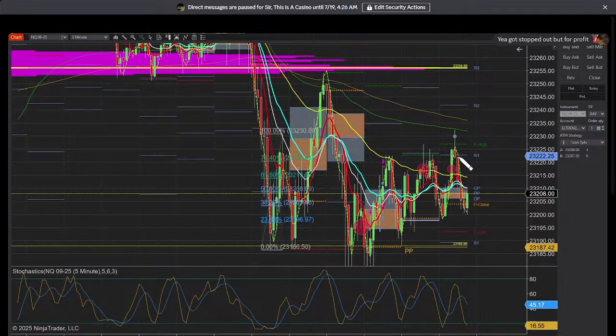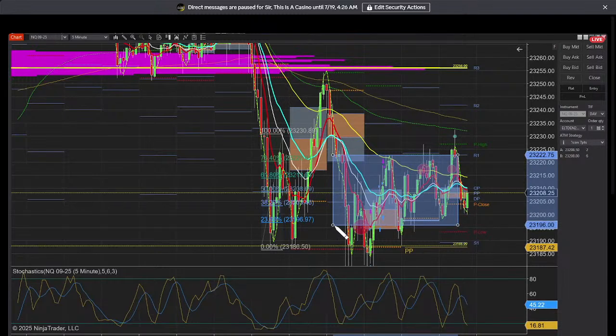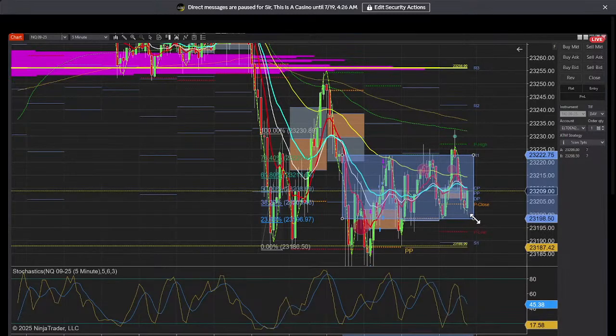I haven't drawn a box in a long time, so bear with me. So see, there's kind of your box right there. We've been in it since 1225.